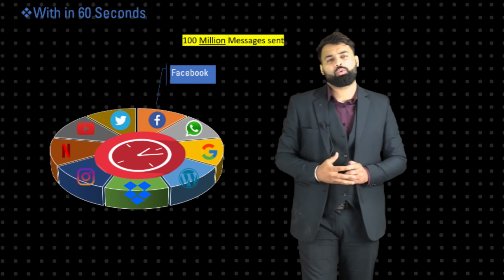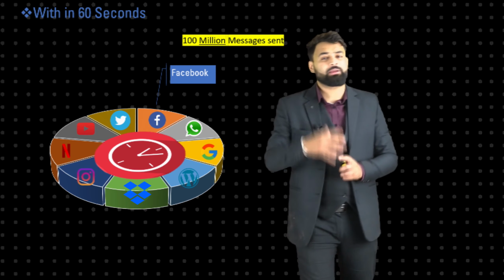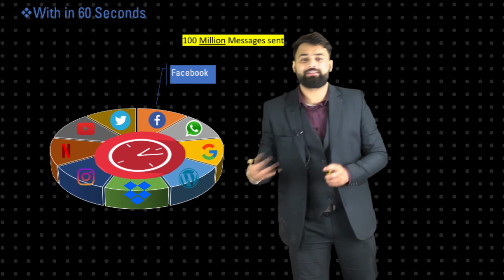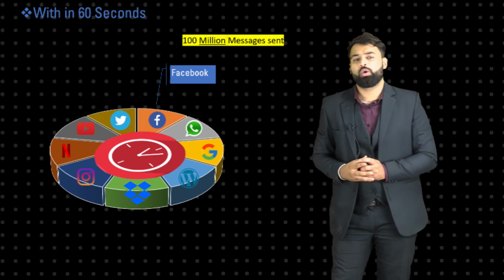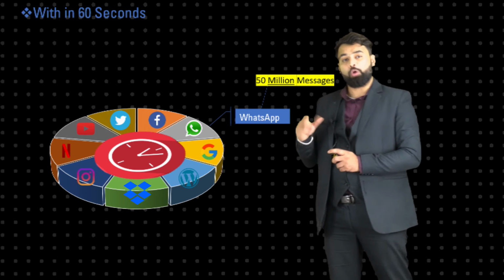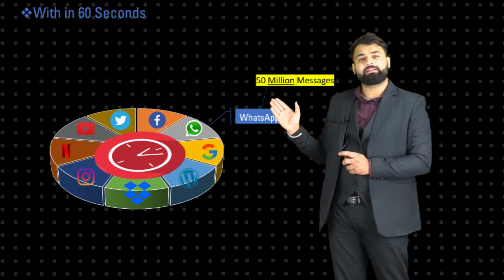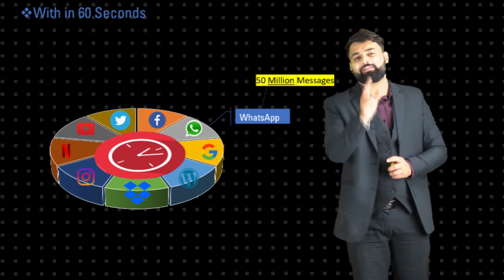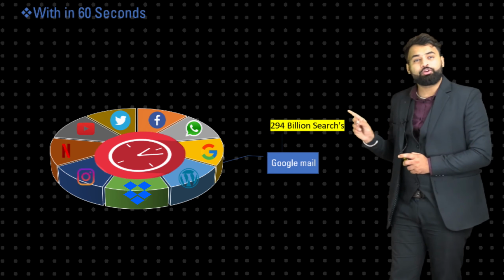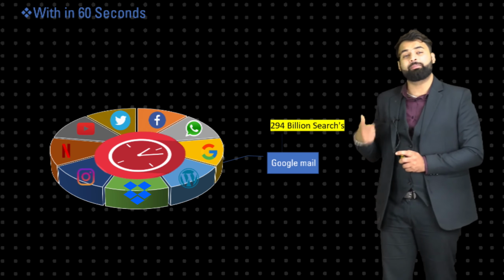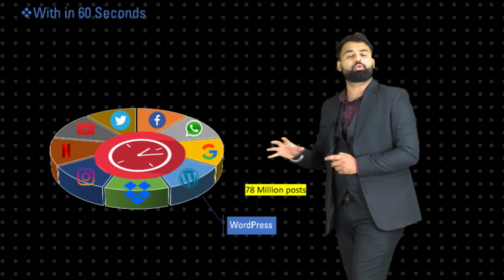If we talk about Facebook, what is Facebook? As you already know, it's a platform where you communicate with a number of people, relatives, friends, etc. Around 100 million messages were sent in 60 seconds. If I talk about WhatsApp, you used to say WhatsApp, right? So what does that mean? Around 50 million messages you are sending in just 60 seconds, guys. If I talk about Google Mail, around 294 billion searches and mails were sent with Google. If we talk about WordPress, around 78 million posts were sent.